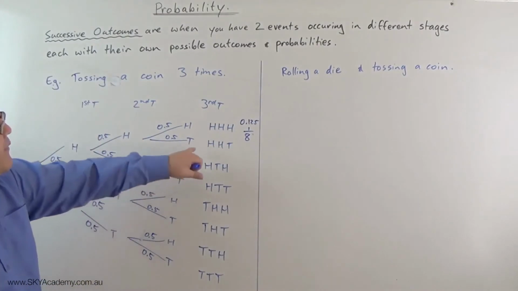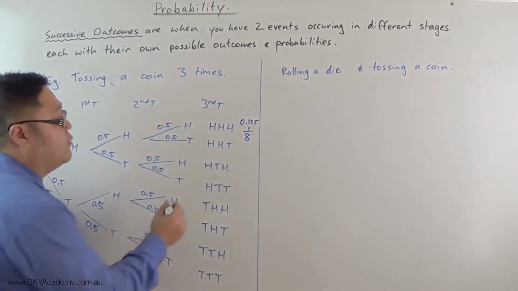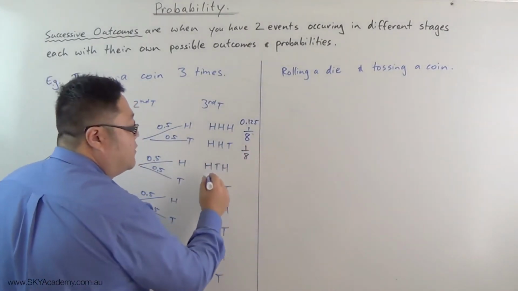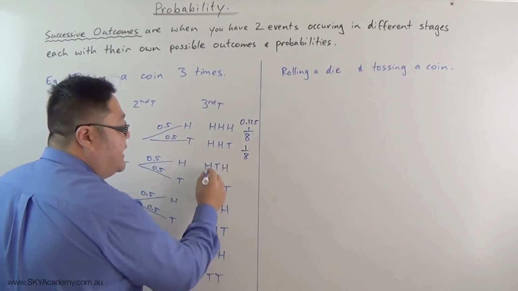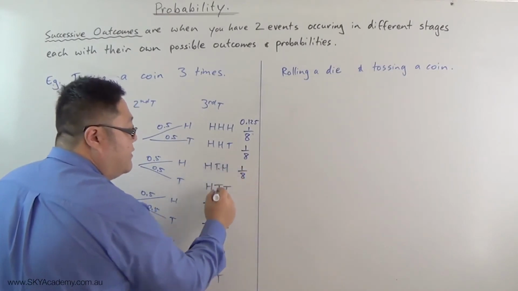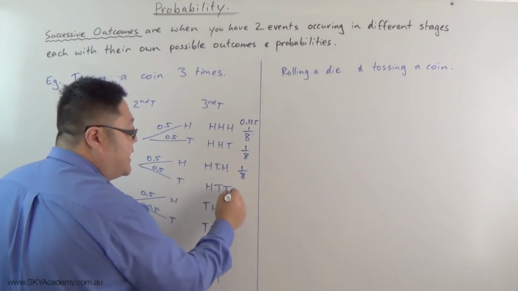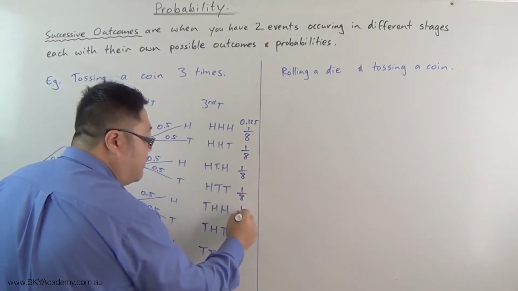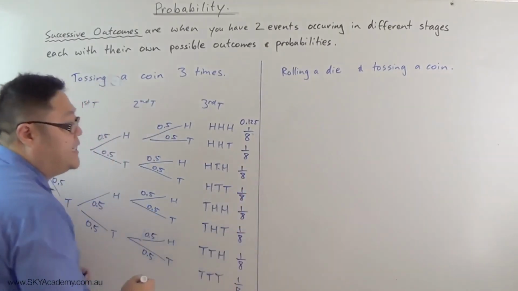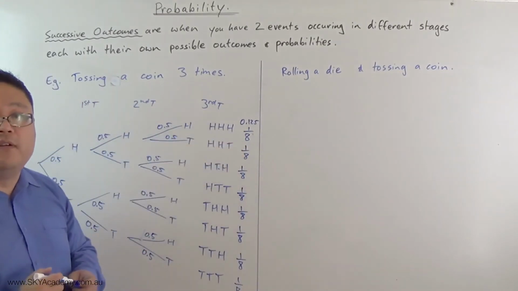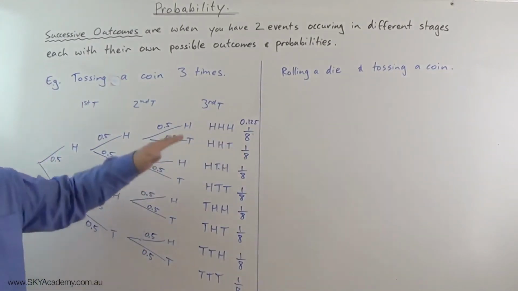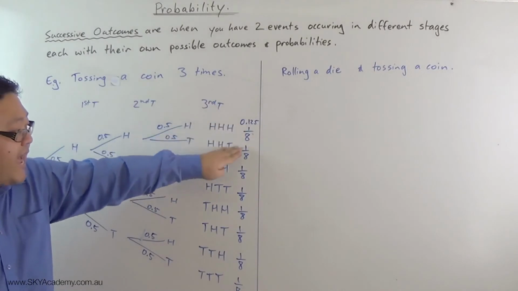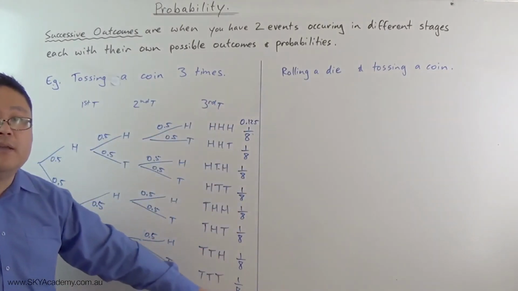And what would the probability be of getting a head, head, tail? It would be 1 out of 8 as well. What's the probability of getting a head, tail, head? 1 out of 8. Probability of head, tail, tail? 1 out of 8. All these probabilities will be 1 out of 8. As a decimal, it will be 0.125. What do you think the probability will be of adding up all of these outcomes?